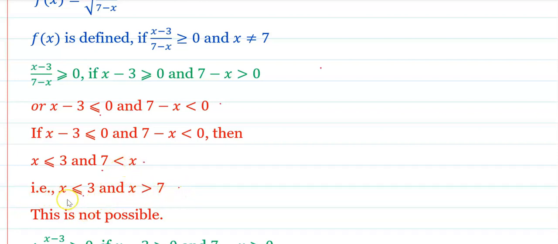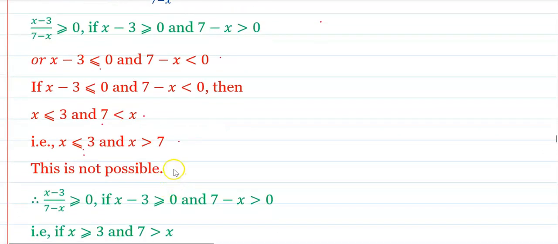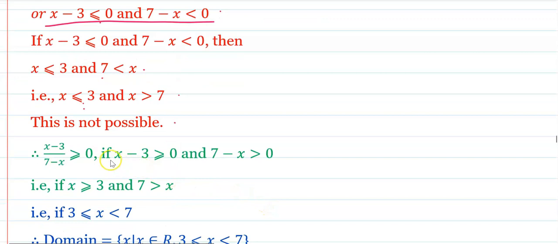Is this possible? x must be smaller than 3 and x must be greater than 7. Is this possible? This is not possible, and therefore the second possibility is not possible. Then what is possible? x minus 3 is greater than or equal to 0, and 7 minus x is greater than 0. This possibility is feasible.